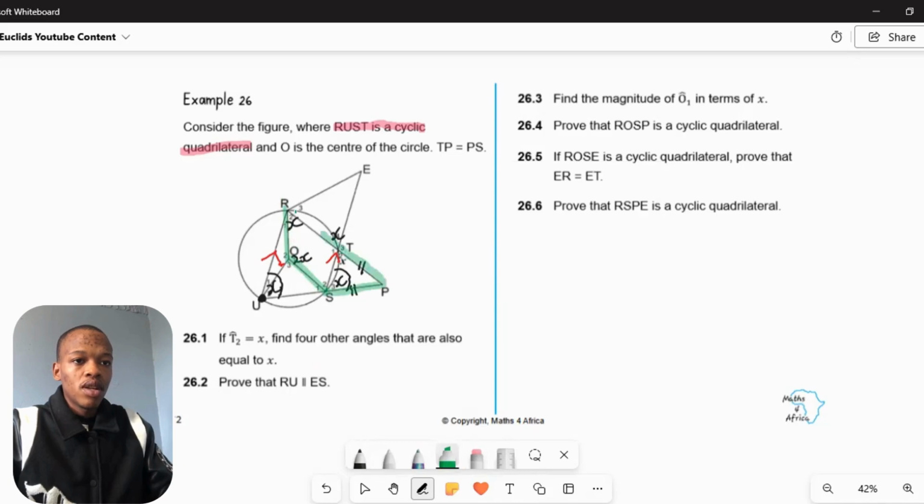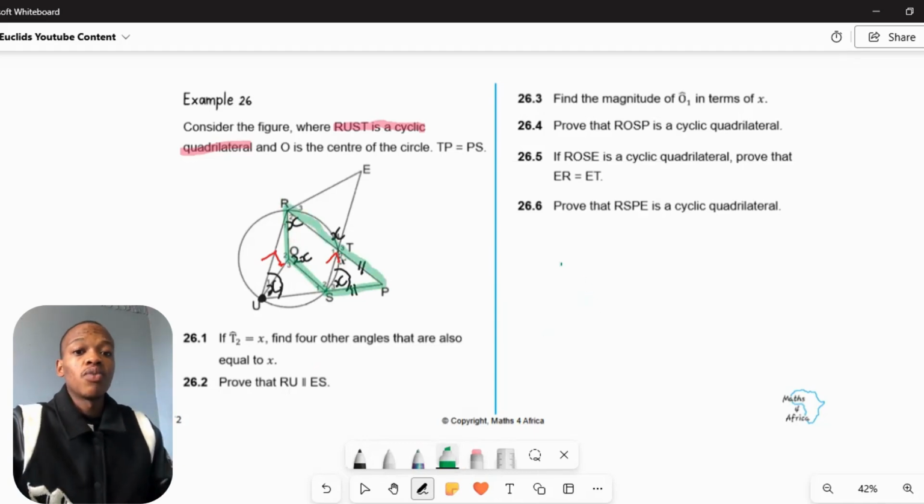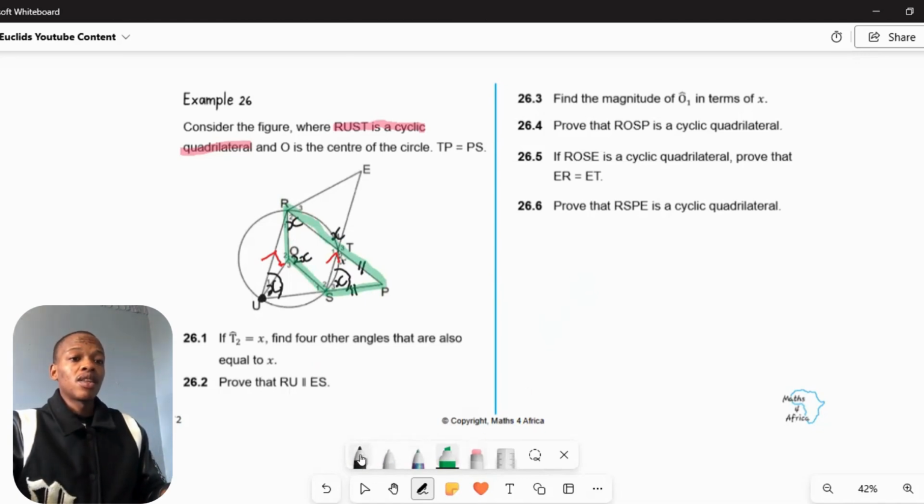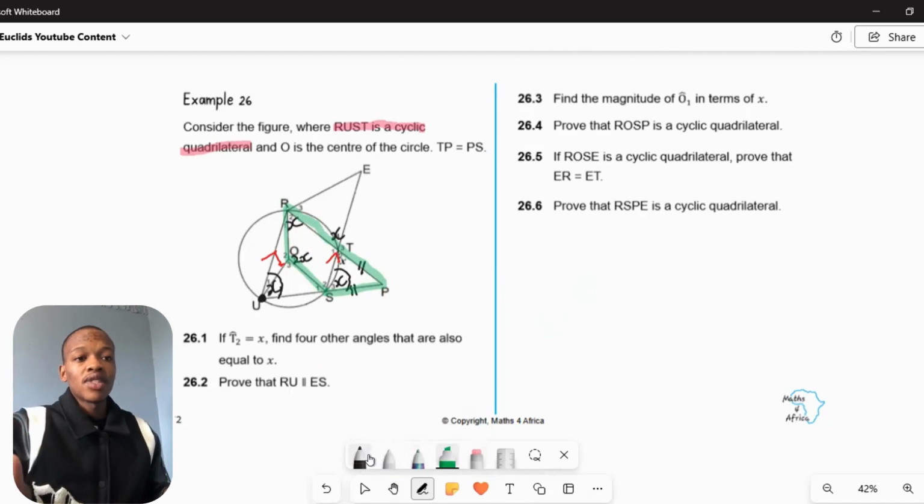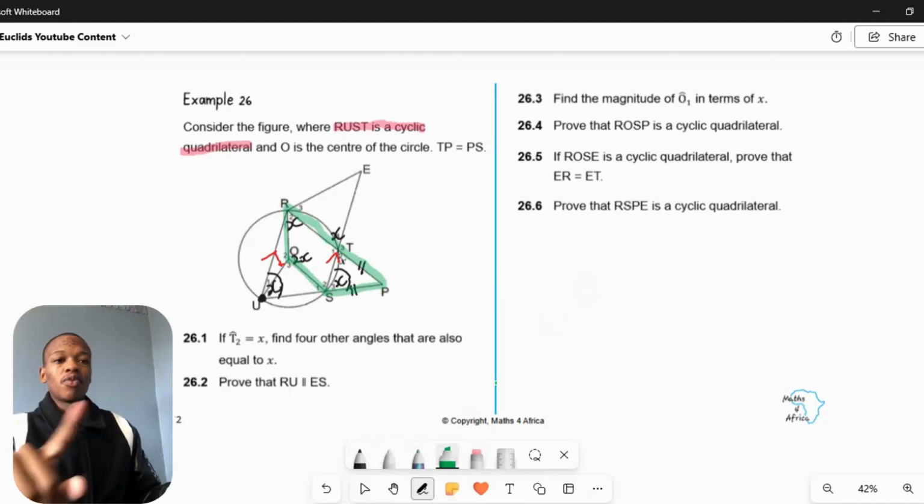Oh, okay, here it is. So how are we going to prove that we have a cyclic quad there? Opposite angles of a cyclic quad are supplementary. Are they supplementary? Not yet. So we have to work on that.